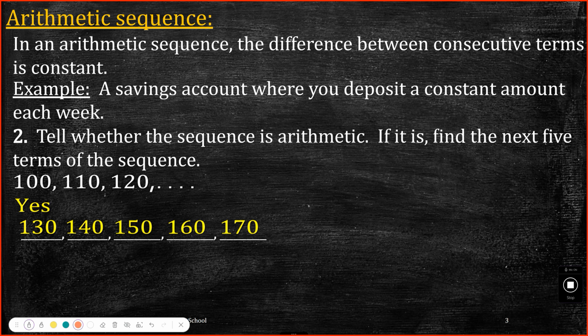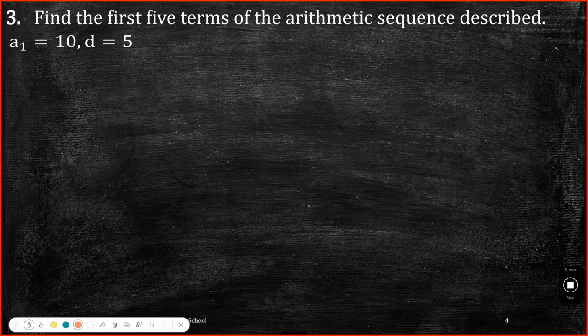All right, let's go to number 3. I'm moving on fast. Number 3, let's go. Find the first 5 terms. It's already telling you it is arithmetic. Find the first 5 terms of the arithmetic sequence described here, where they're telling you that A1 is 10 with the common difference of 5.